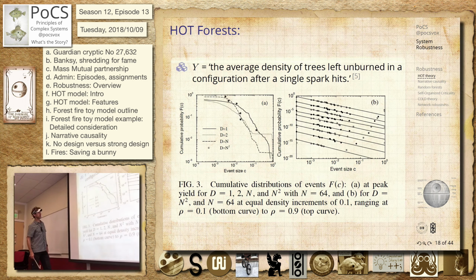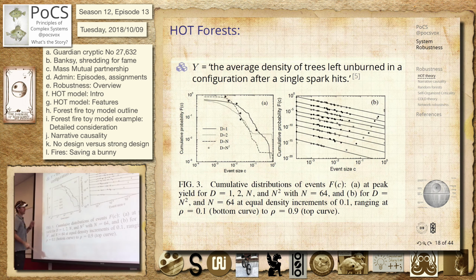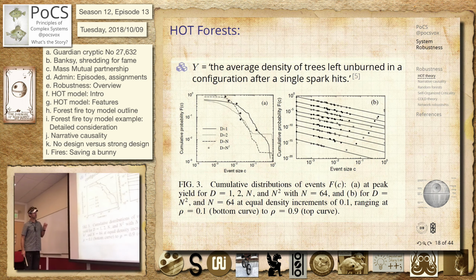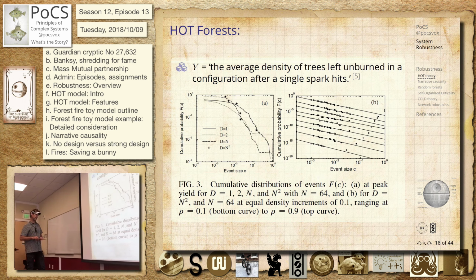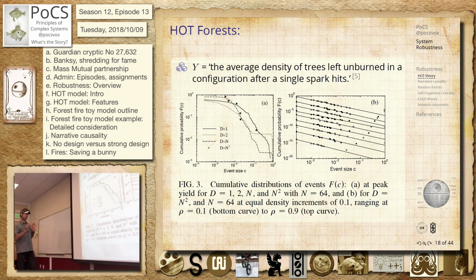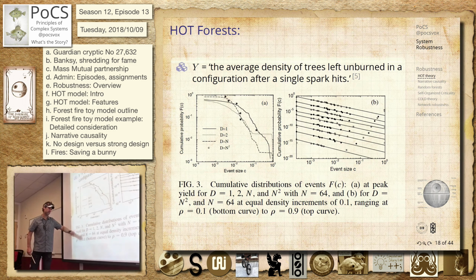So this is the distribution of forest fires at that peak density, right? If you run it, or you test this thing, this is the distribution. Not really super power-lawy, but that's what they're trying to claim there. And certainly you get it out analytically. This is a small example, 64 by 64. And this is d equals n squared and n equals 64 at equal density increments.